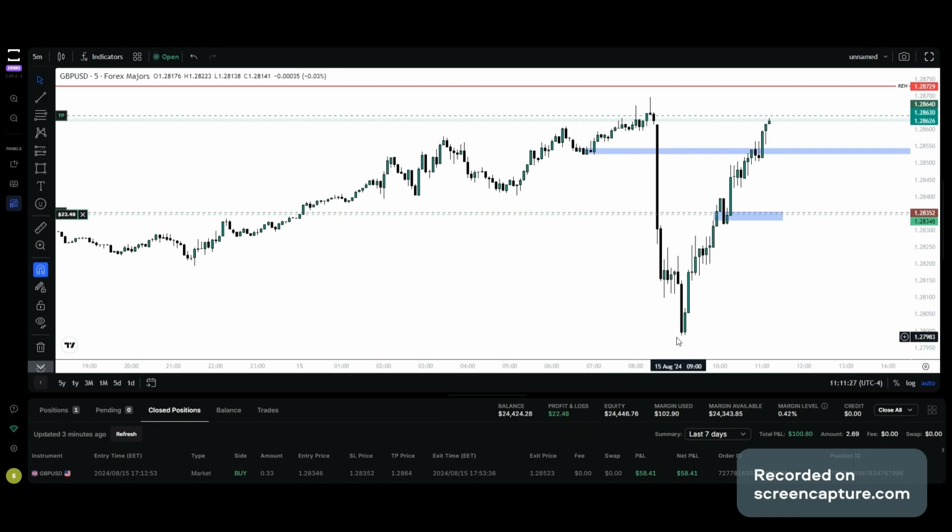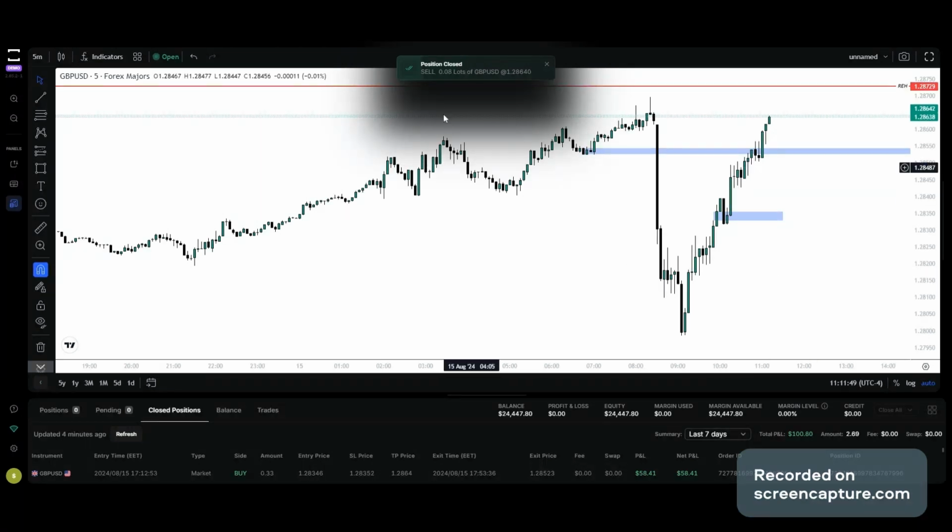So I don't know how much it'll be exactly. 58 plus about 23. What's my math? It's about 81. So yeah, 81 is over 30% of this account. I mean, it's decent, right? And there we go. See, position closed, and that's that, right?